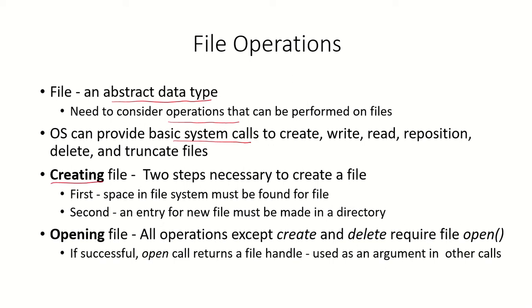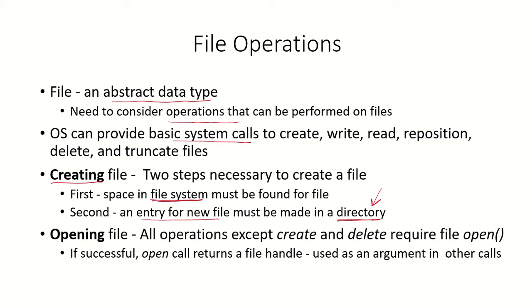First is creating a file. There are two steps which are necessary to create a file. First, we have to find some space within the file system so that the file can be placed over there. So whatever file is created, it needs a space in the file system. The second step is that an entry for the new file must be made in the directory. We know that the directory is keeping track of all the files. So for the new file that is created, an entry must be made in the directory.